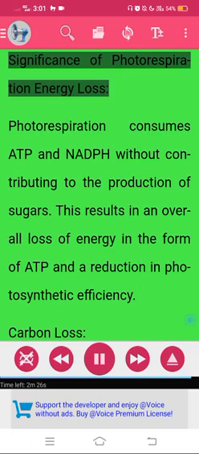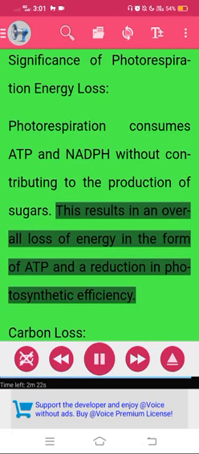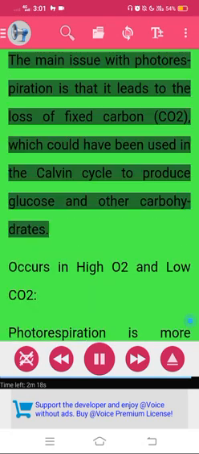Significance of photorespiration: energy loss. Photorespiration consumes ATP and NADPH without contributing to the production of sugars. This results in an overall loss of energy in the form of ATP and a reduction in photosynthetic efficiency. Carbon loss. The main issue with photorespiration is that it leads to the loss of fixed carbon, CO2, which could have been used in the Calvin cycle to produce glucose and other carbohydrates.